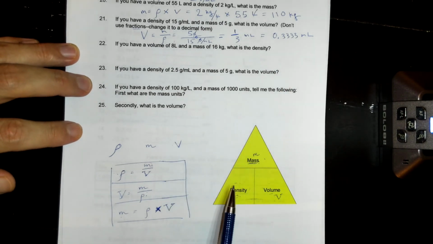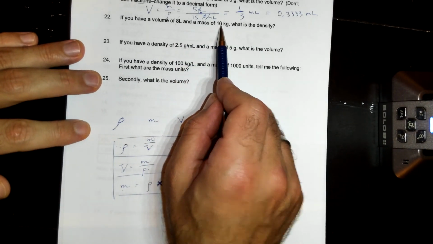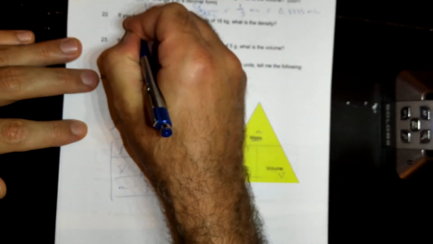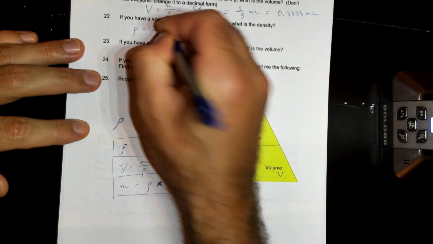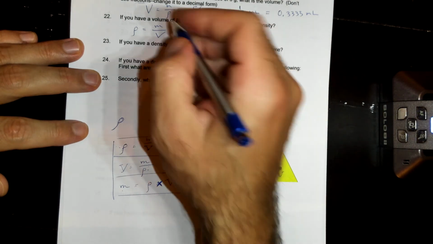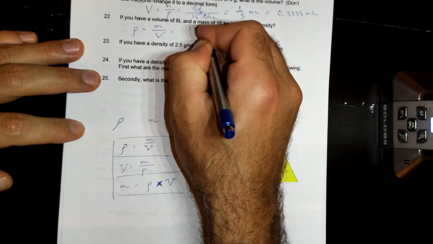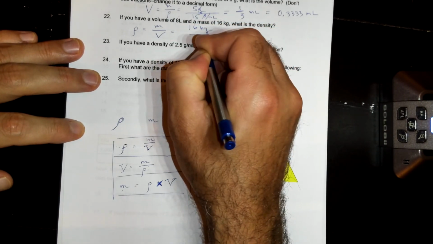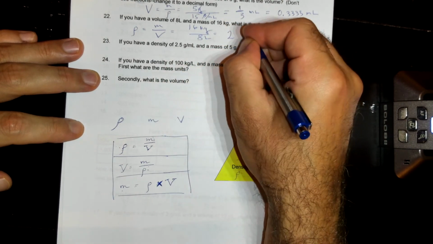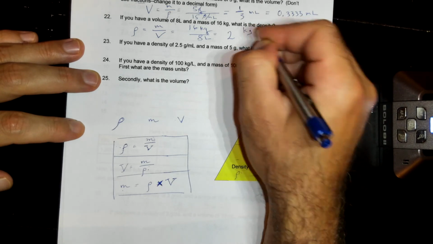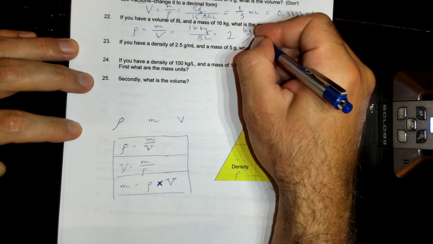Okay, so next we've got a volume of 8 liters and a mass of 16 kilograms. What is the density? So we've got density rho is equal to mass over volume, and we've got the mass is 16 kilograms and the volume is 8 liters. This is pretty easy. 16 divided by 8 is 2. And remember that the units for density have these 2 units, one on top of another. So kg over L.